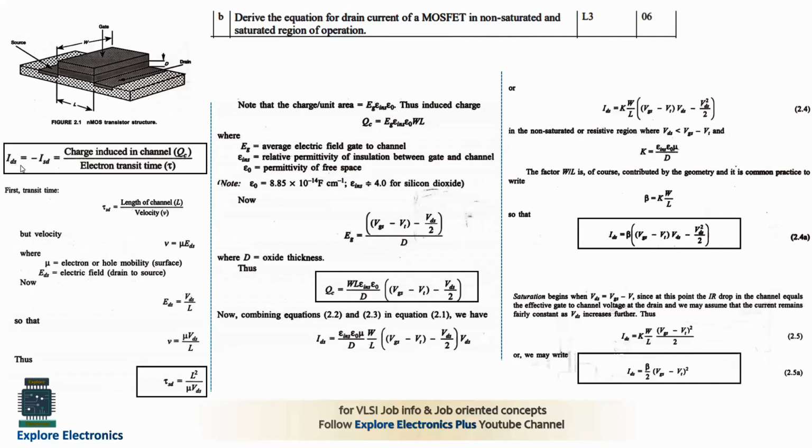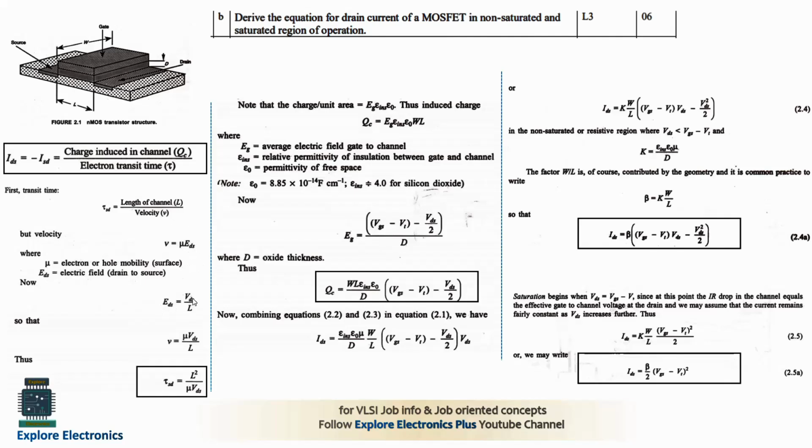So here the drain to source current will be equal to the charge induced in the channel, this is the channel between source and the drain end, divided by the electron transit time. So here the electron transit time will be calculated first. It will be equal to length by velocity. The transit time T is equal to length L by velocity V. So here velocity will be taken as mu into EDS, that is, electron mobility into electric field. Here, since it is an N transistor, we need to take it as the mobility of electrons.